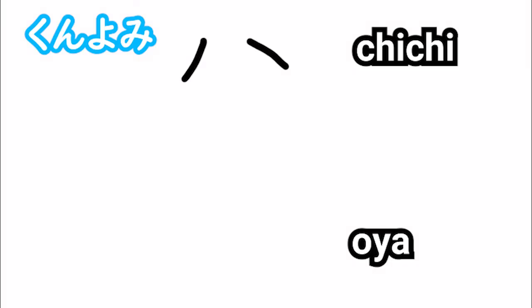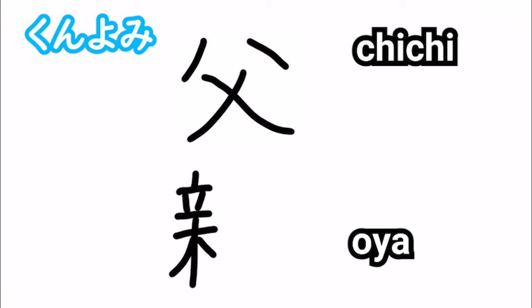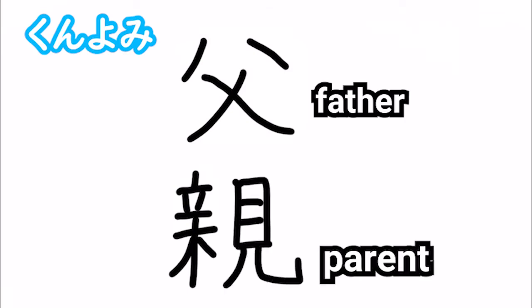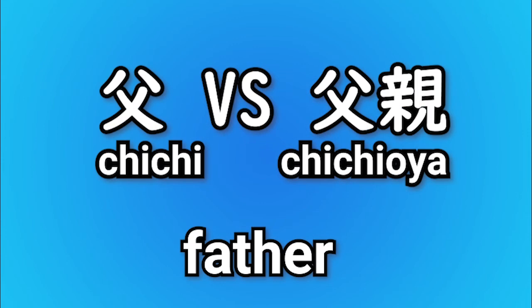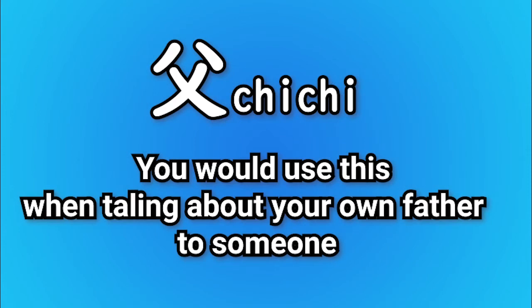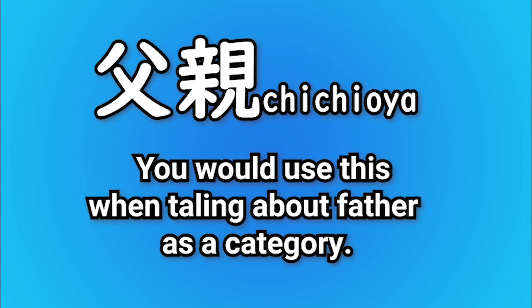Kunyomi example is chichioya. Chichi means father, oya means parent. So this means father. Chichi and chichioya have basically same meaning, but if you are talking about your own father to someone, you'd say chichi. And if you are talking about father as a category, then you'd say chichioya.